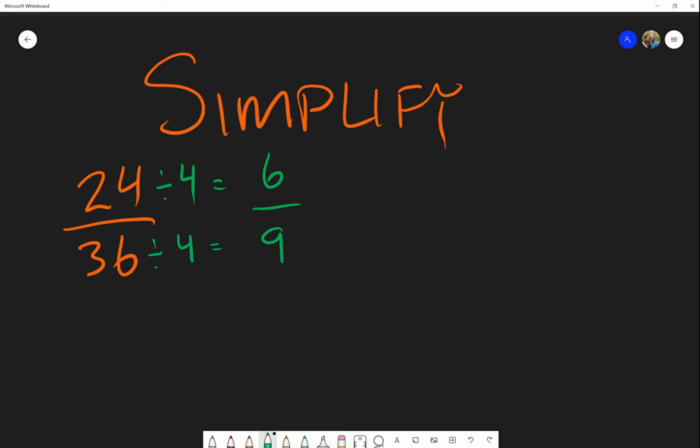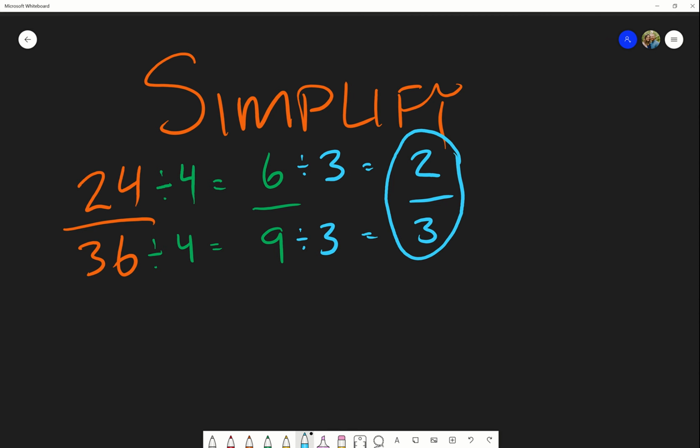Now, is that in simplest form, or can 6/9 be simplified again? 6/9 can be simplified again. Both 6 and 9 can be divided by the same thing. They can both be divided by 3, and so we're going to solve that out and see what we get. 6 divided by 3 equals 2. 9 divided by 3 equals 3, and we get 2/3, which is in simplest form. 2 and 3 cannot both be divided by the same thing, so that would be simplest form.